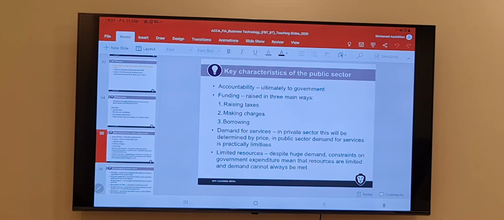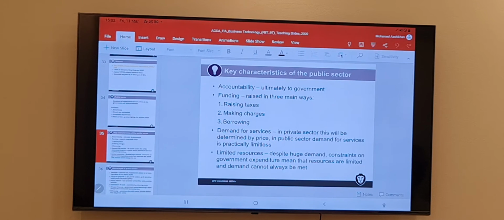Funding. Funding should be by raising taxes, making charges, borrowing. What do you mean by making charges? Fines or something like that, exactly. You drive on the road and then you make a mistake. A policeman catches you and then issues a ticket. And that collection goes to the government. That is what you call making charges. And borrowing. Mahinda Rajapaksa and Gotabaya Rajapaksa go to any country and then borrow.